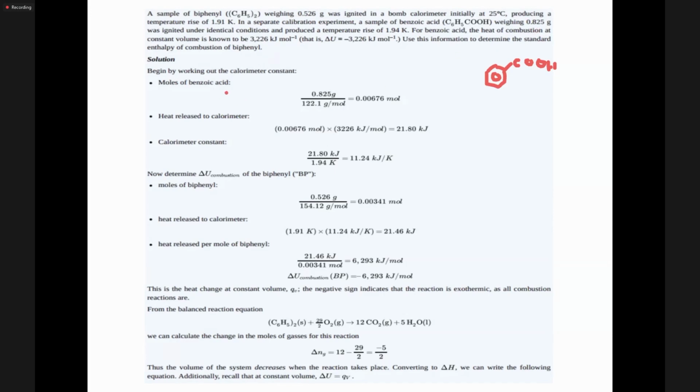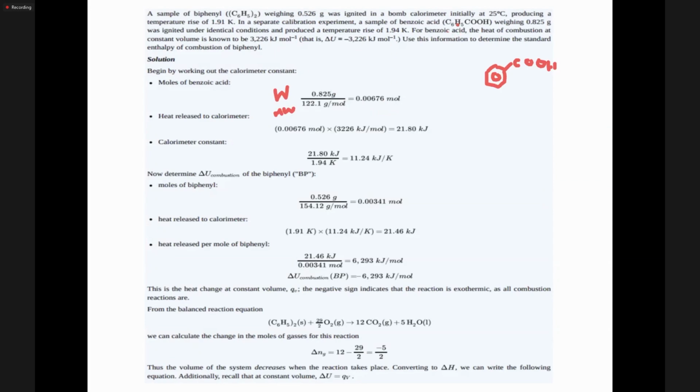Now, the moles of benzoic acid will be 0.825 gram divided by its molecular weight, 122.1 gram per mole. So this is the weight given, and in the denominator we have the molecular weight of benzoic acid. If we perform the calculation, we have the number of moles as 0.00676 mole.